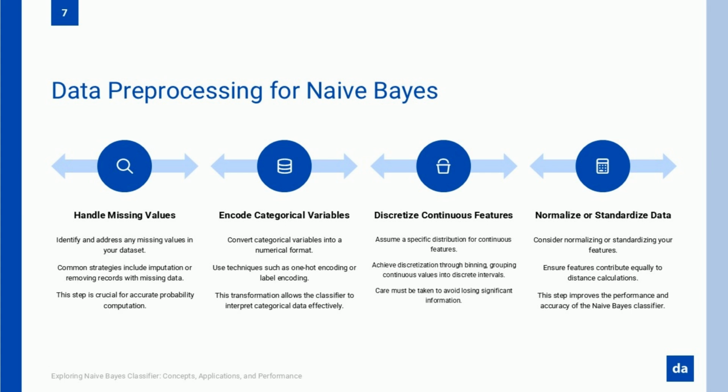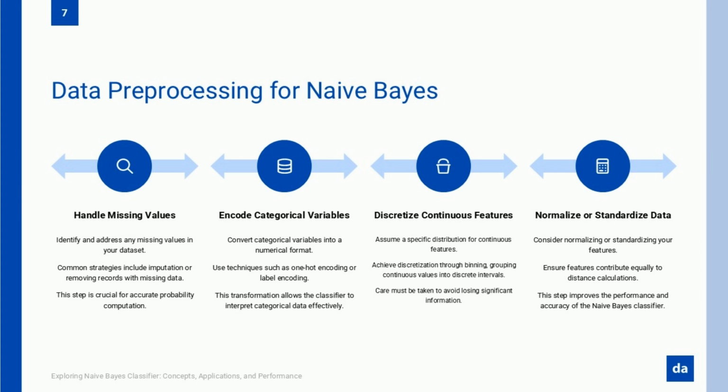Next comes encoding categorical variables. Not all data is numerical. Sometimes it includes categories like colors, red, blue, green, or labels like yes or no. But machine learning algorithms can't process words or categories directly. They need numbers. Encoding transforms these categories into numbers. One hot encoding, for example, creates a binary column for each category. If red is present, it gets a 1, and all other categories get a 0. It's like converting words into a code the algorithm can understand.